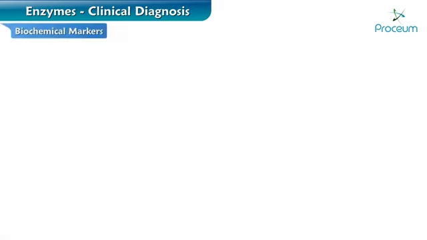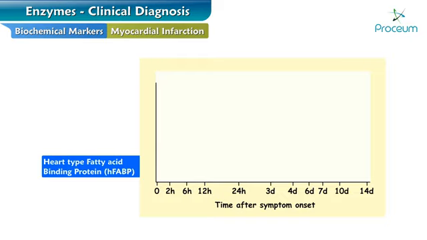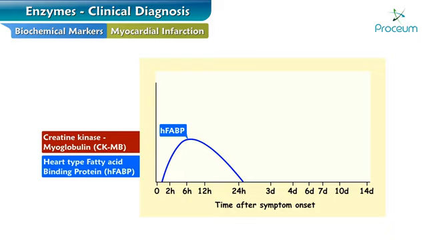Here are some biochemical markers of myocardial infarction. The first is heart-type fatty acid binding protein, or H-FABP. This appears in plasma 60 minutes after cellular injury, which is chest pain, peaks at 6 to 12 hours, and returns to baseline by 1 to 1.5 days. The second marker is creatine kinase MB, or CK-MB. It appears in plasma 3 to 6 hours following chest pain, reaches peak activity at 12 to 24 hours, and returns to baseline after 2 to 3 days.